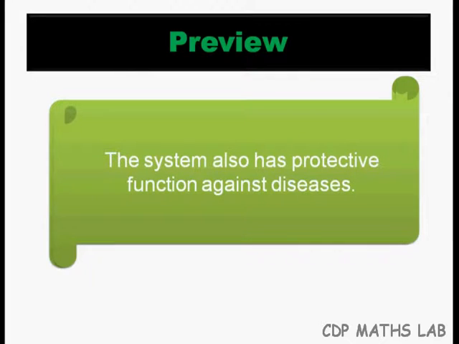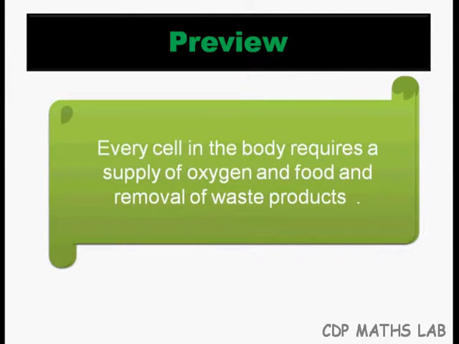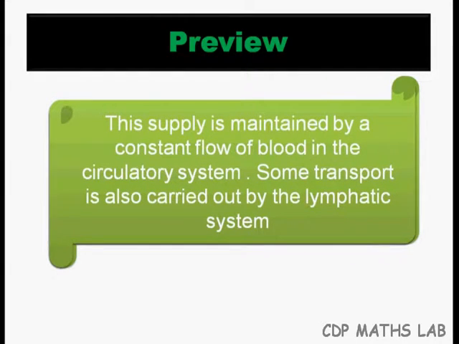The system also has a protective function against diseases. Every cell in the body requires a supply of oxygen and food and removal of waste products. This supply is maintained by a constant flow of blood in the circulatory system. Some transport is also carried out by the lymphatic system.